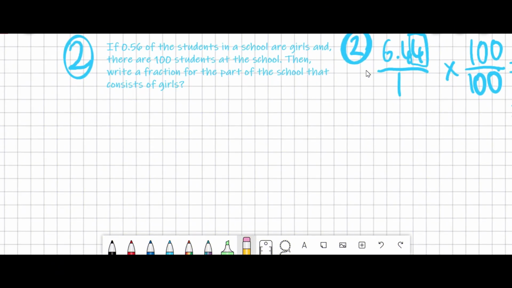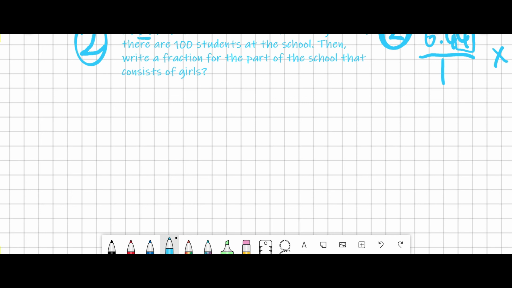Let's move on to question 2. Question 2 says, if 0.56 of the students in a school are girls, and there are 100 students at the school, then write a fraction for the part of the school that consists of girls. What we can make out from this question is the 0.56, the 100, and write as a fraction.